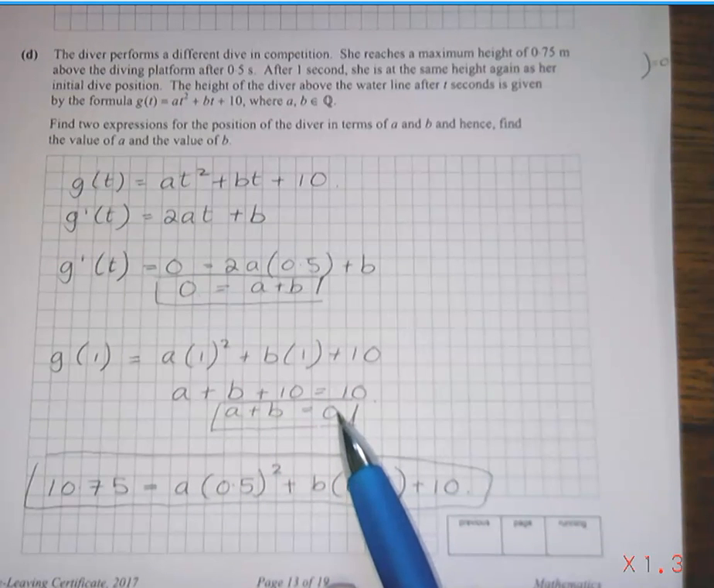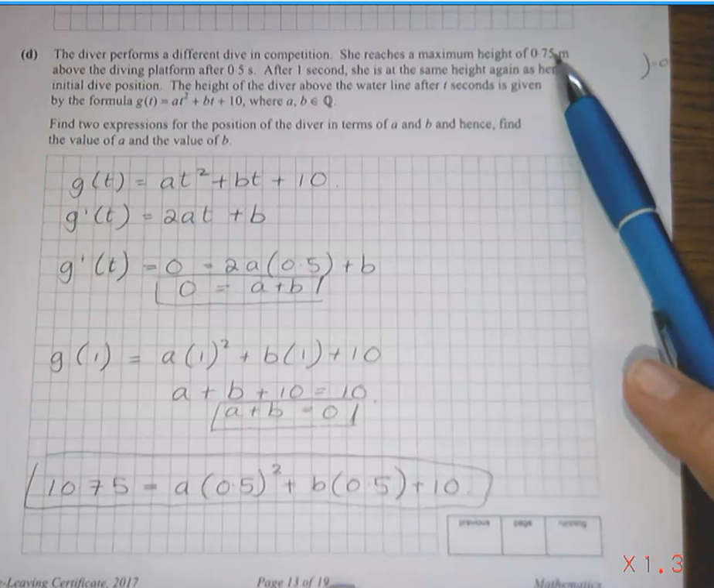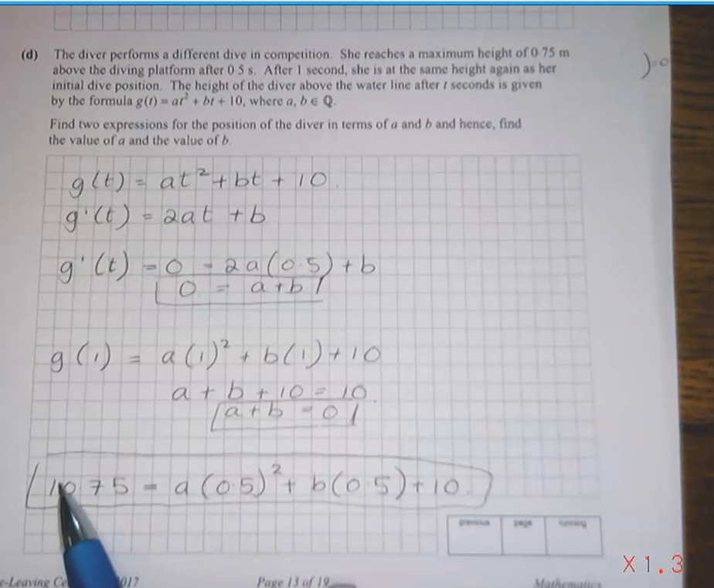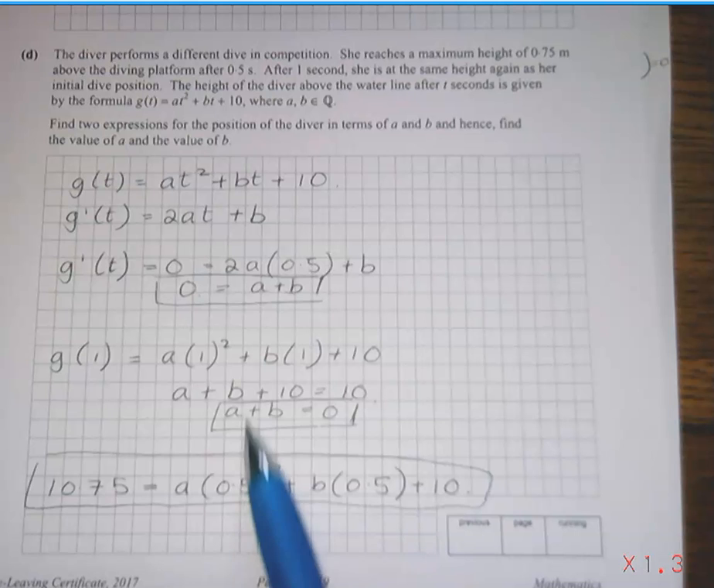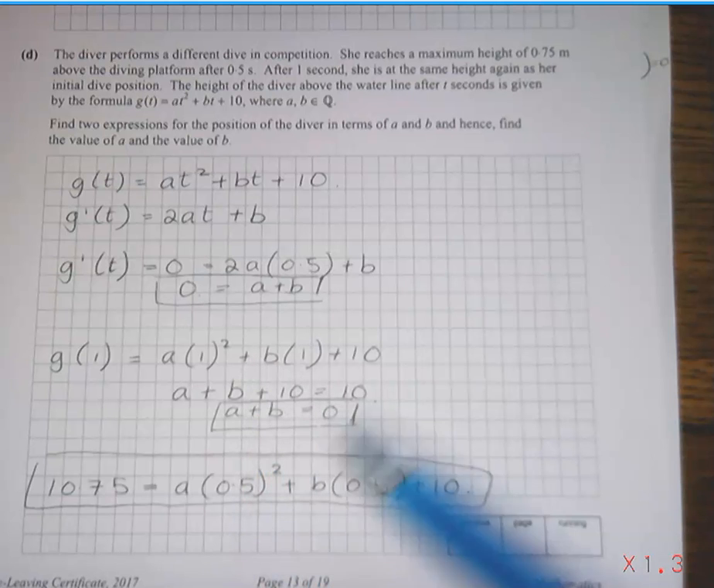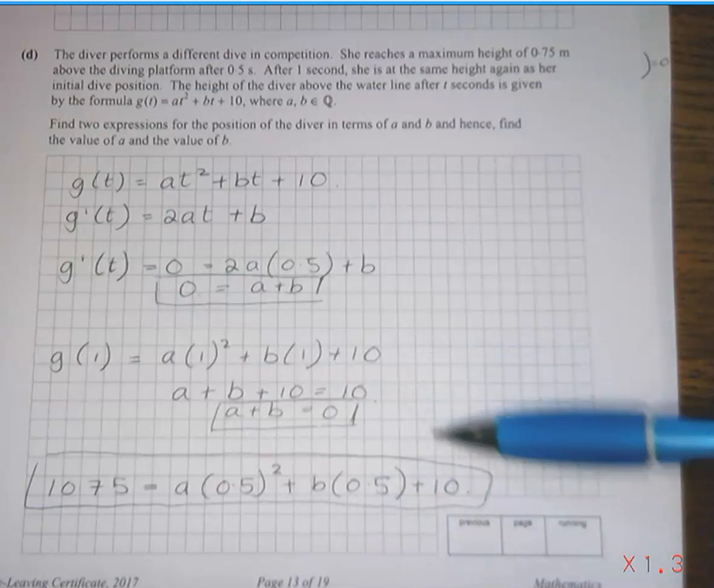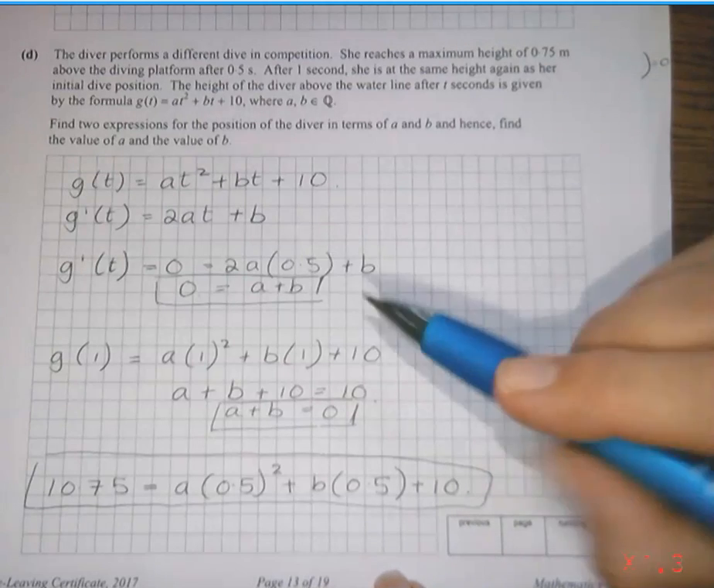Right? And the final bit, it is saying that she reaches a maximum height of 0.75 meters above the diving position after 0.5 seconds. So you have the diving board was at 10 meters, so she's now at 10.75, which is equal to a times 0.5 squared plus b times 0.5 plus 10. So your two formulas that you will use are this one and this one, and you're going to solve them as simultaneous equations. Okay, I didn't have a calculator, so I haven't done that.